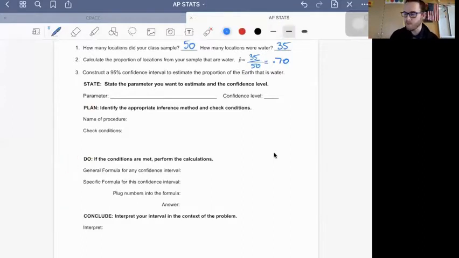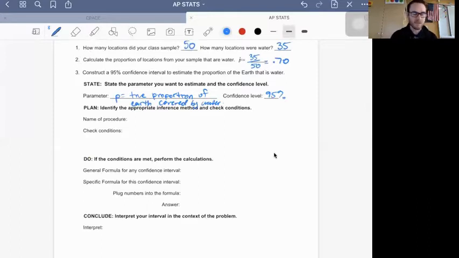So the parameter of interest in this problem is the true proportion of Earth covered by water. And the confidence level with which we're going to do this is 95%. In the plan portion, you want to identify the appropriate inference method and check the conditions.